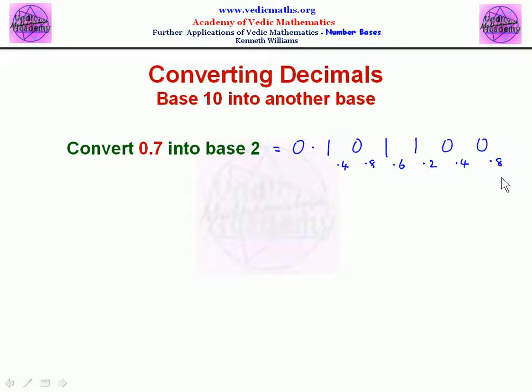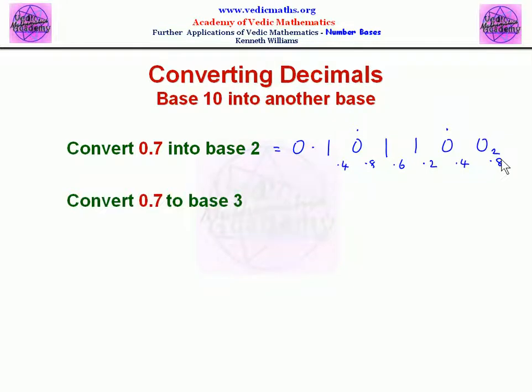And you'll see we're starting to recur because we've had 0.8 before here. And so from here it starts to recur. In fact, from here to here, it will recur. So we have 0.1 and then the block of 0, 1, 1, 0 will keep repeating. So that is the base 2 equivalent of 0.7, base 2.